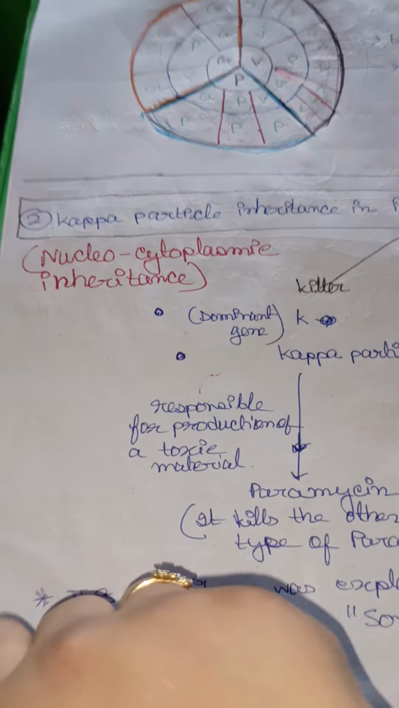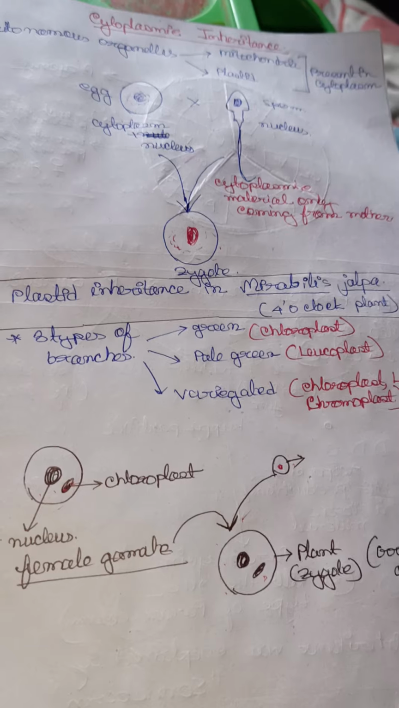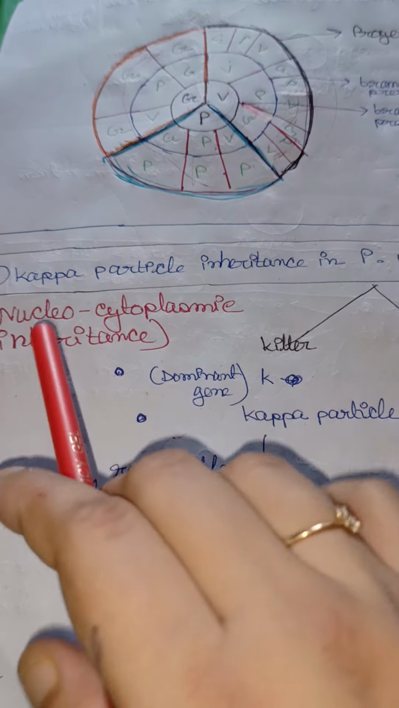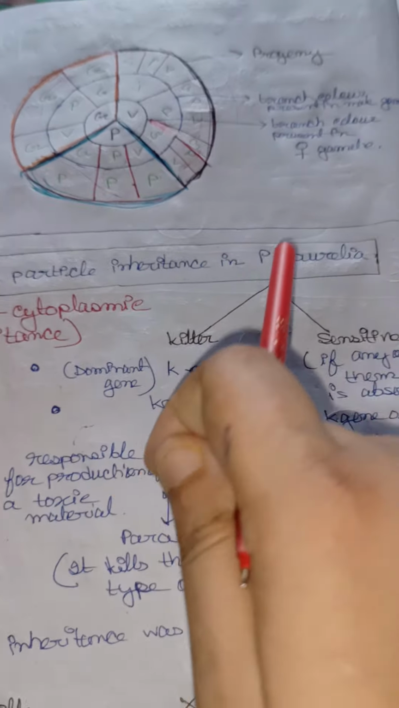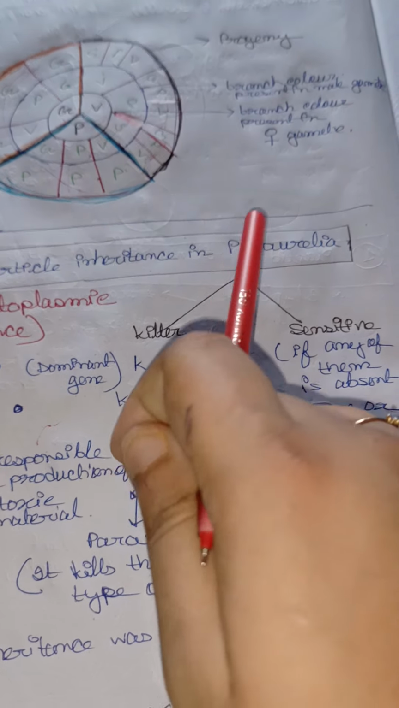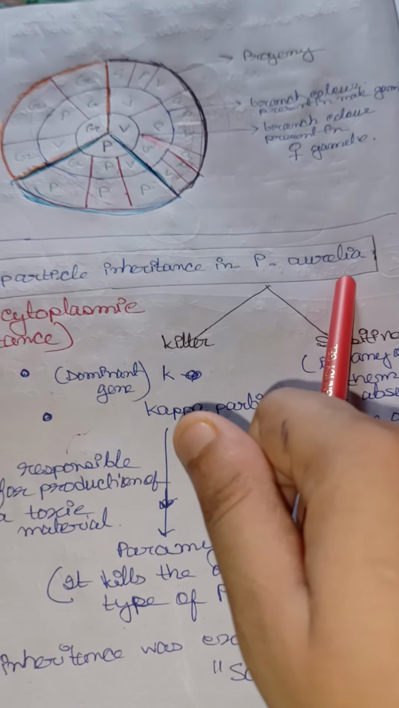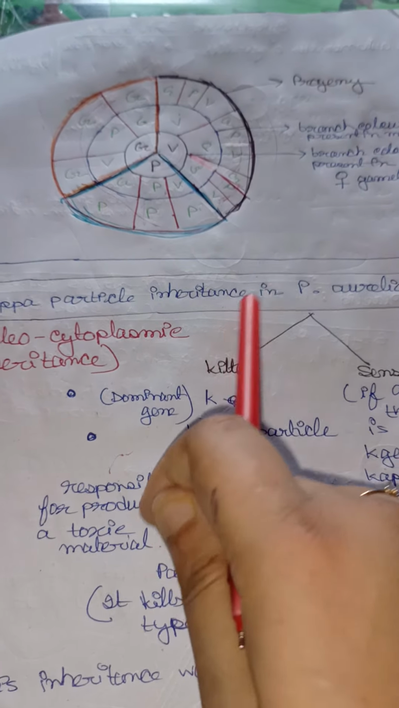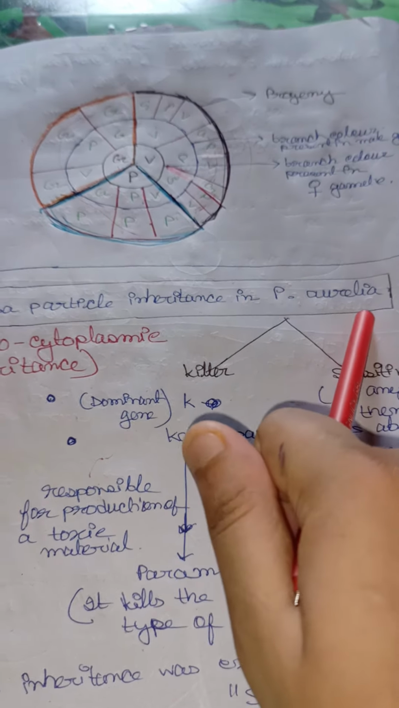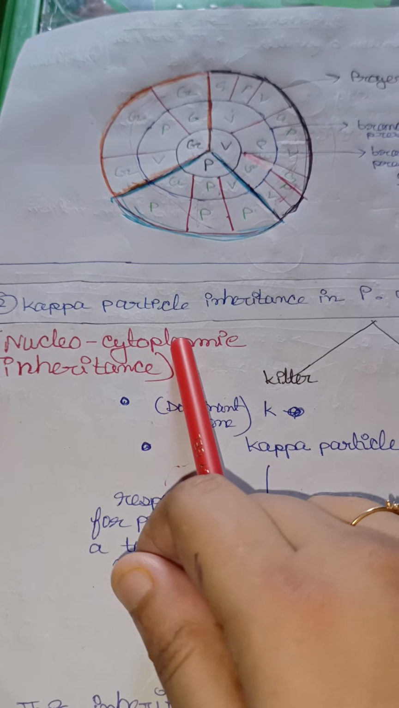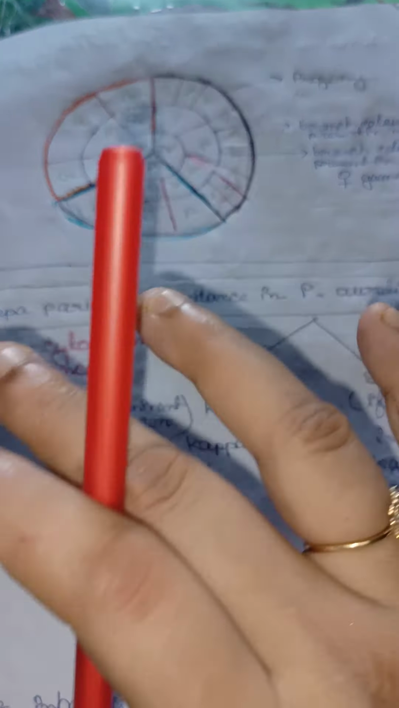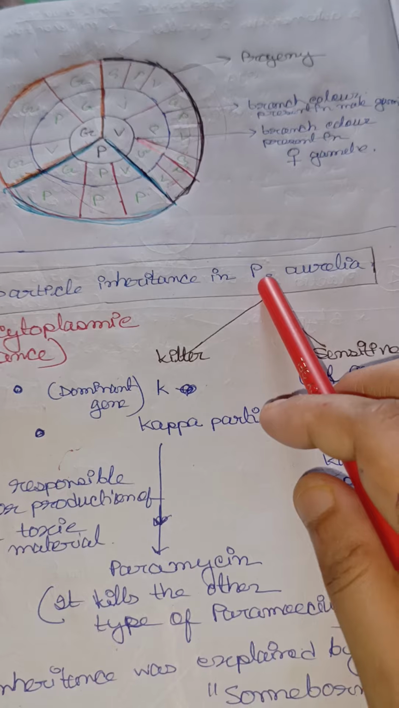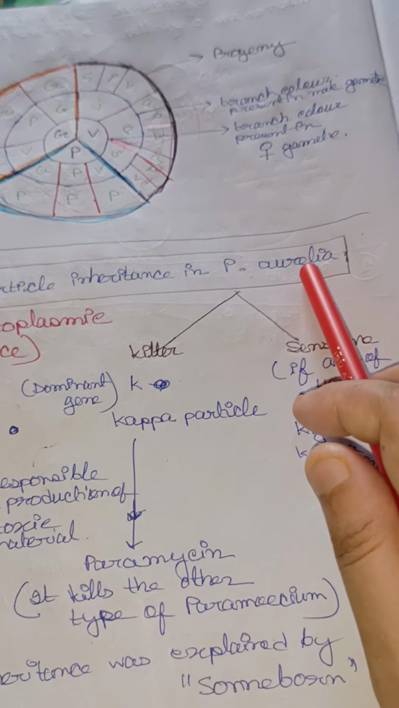And the next example of cytoplasmic inheritance. The first example we have learned was plastid inheritance, and in the second we will learn kappa particle inheritance in Paramecium aurelia. What is kappa particle? I am coming to that later.